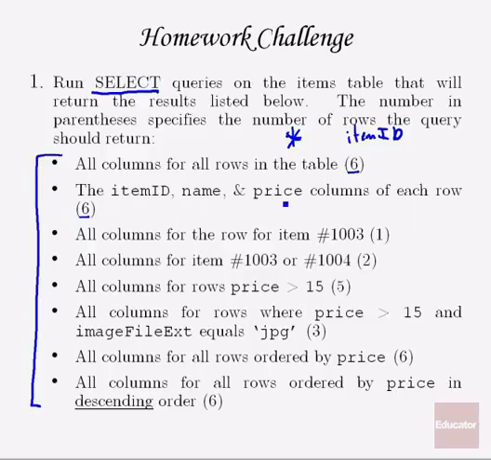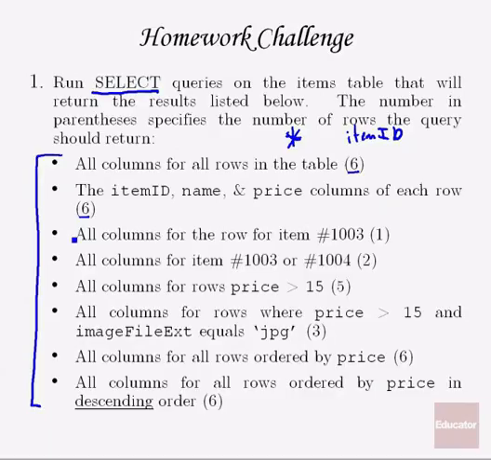So for example, for the second one, I want you to get the item ID, the name, and the price values for each row in the table. Because it's for each row, we're not going to specify a where condition. So this one would just be a select statement that says select item ID, name, price from items, and it's going to return six rows.